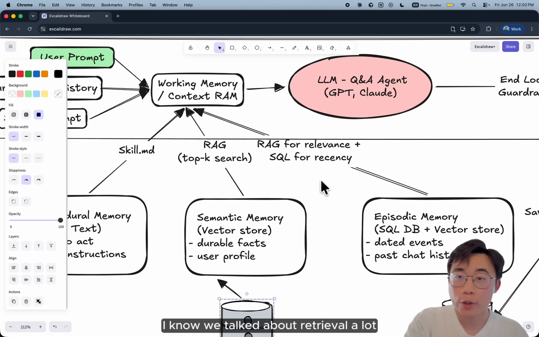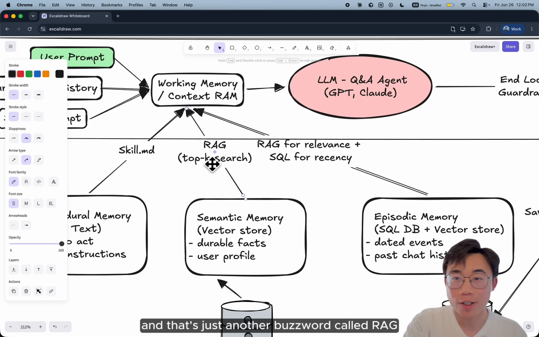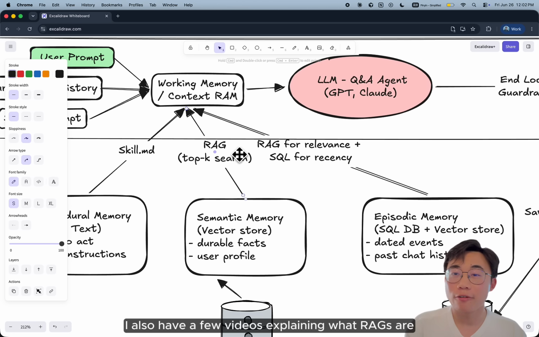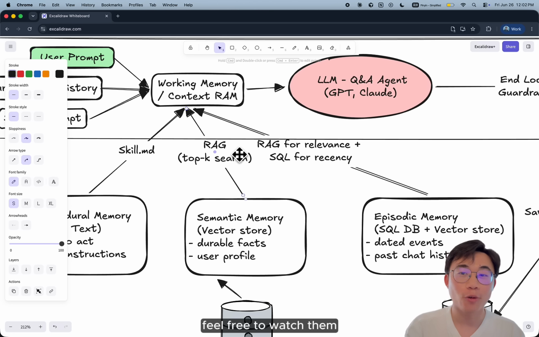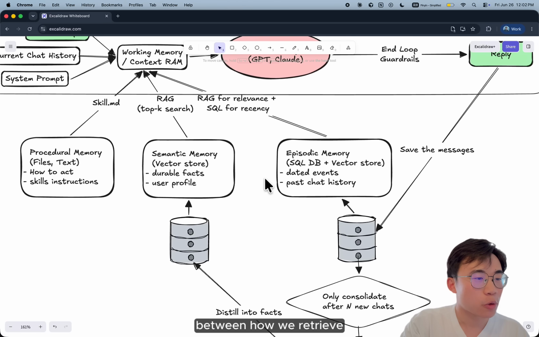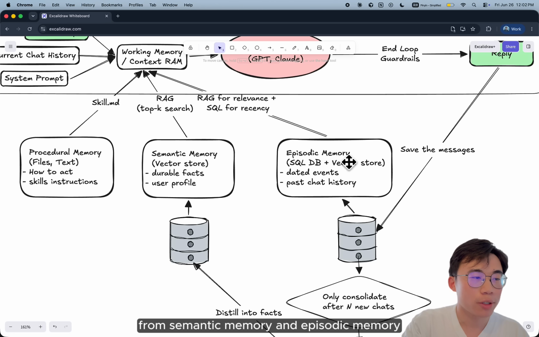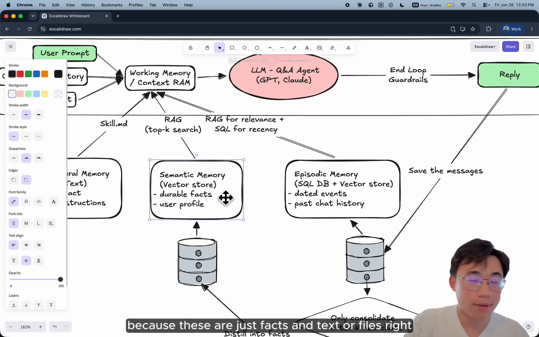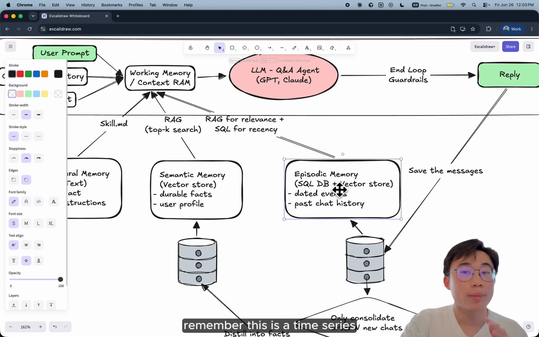I know we talked about retrieval a lot, and that's just another buzzword called RAG, which is Retrieval Augmented Generation. I also have a few videos explaining what RAGs are. Feel free to watch them. There's a little bit of difference between how we retrieve from semantic memory and episodic memory. For semantic memory, it's just RAG because these are just facts and text or files, right? But for episodic memory, remember this is a time series.